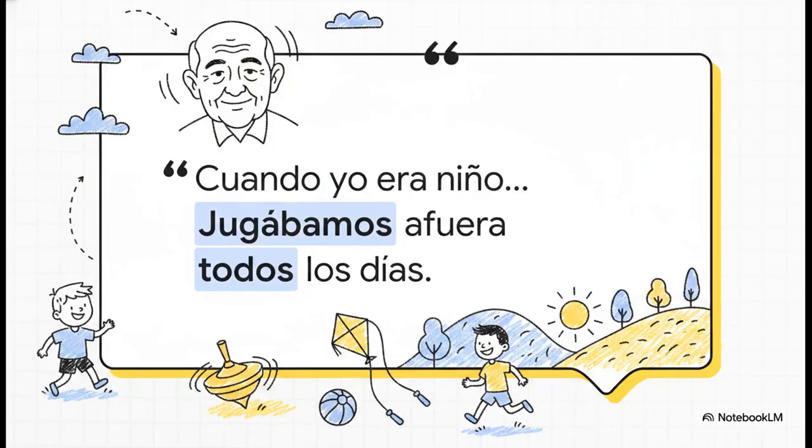Let's actually bring this to life. Imagine your grandfather reminiscing about his youth, saying, Cuando yo era niño, no teníamos teléfonos. Jugábamos afuera todos los días. Notice how he paints the picture? He is setting the entire scene of his childhood, and he's using the imperfect to do it.